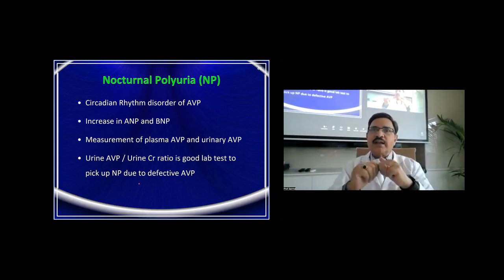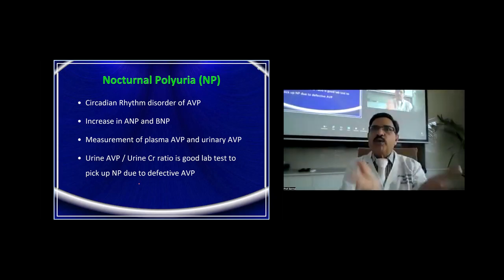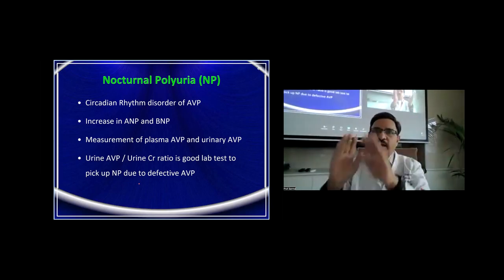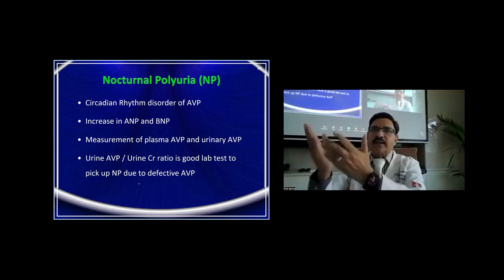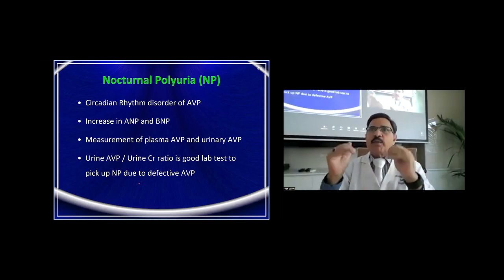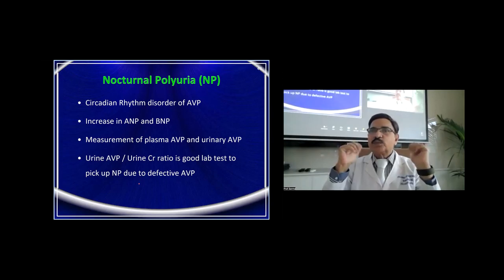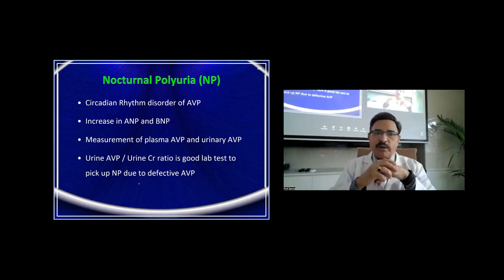What is the circadian rhythm? In every normal individual, during the day the ADH is low, so the urine volume is more. In the night, the ADH is high, so the urine is concentrated and urine volume is less. In the morning, you see urine is concentrated, light yellowish in color. In the daytime, urine is less concentrated, almost like water. You all observe this. This circadian rhythm is disturbed in nocturnal polyuria.